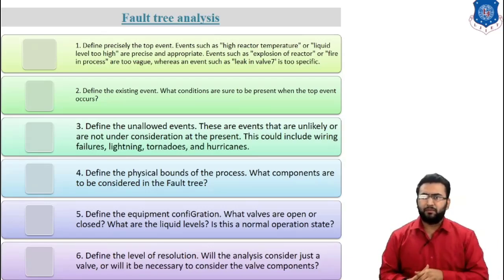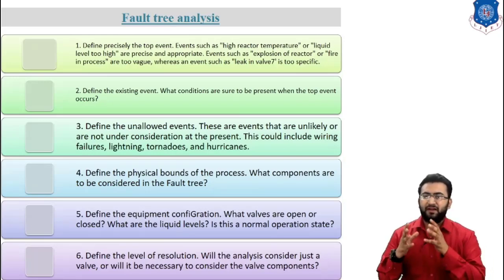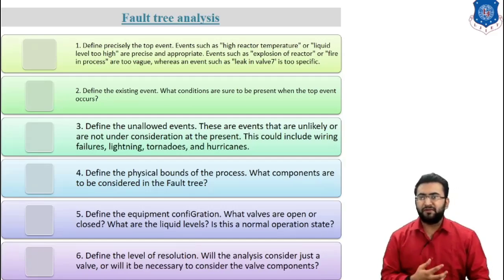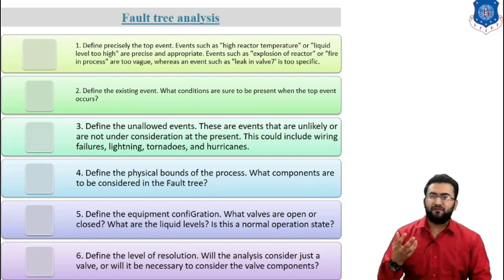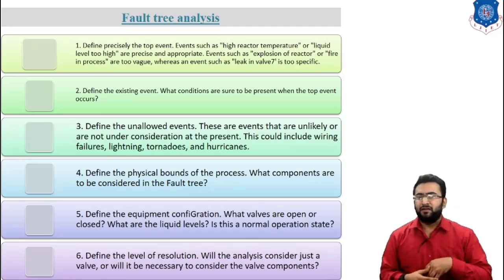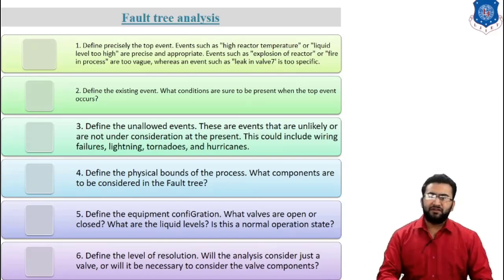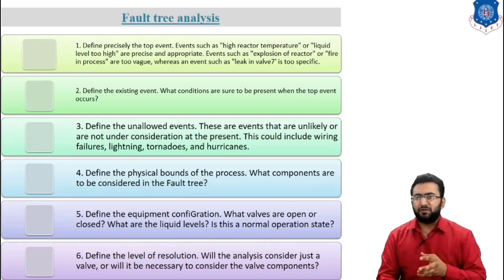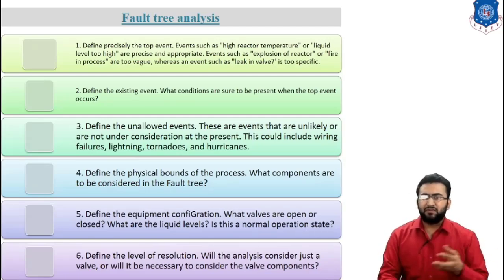Step 1 is to define the top event, the second step is to define existing events, the third step is to define unallowed events, the fourth step is to define the physical bounds of the process, the fifth step is to define equipment and configuration, and the last step is the definition of the level of resolution. Will the analysis consider just a valve, or will it be necessary to consider valve components? So these are all the steps for fault tree analysis.